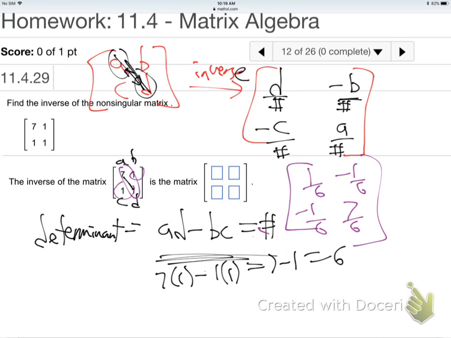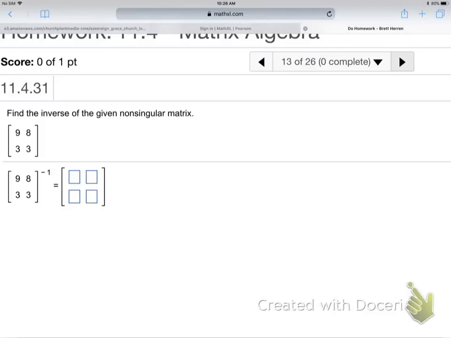Does that make sense? We'll do calculator in a minute. Let's just make sure you got it by hand first. All right. Let's try one of these. Okay, so 9, 8, 3, 3. So try finding the inverse of that one. So start by finding that determinant. You know the number? Multiply the main diagonal minus the other one.